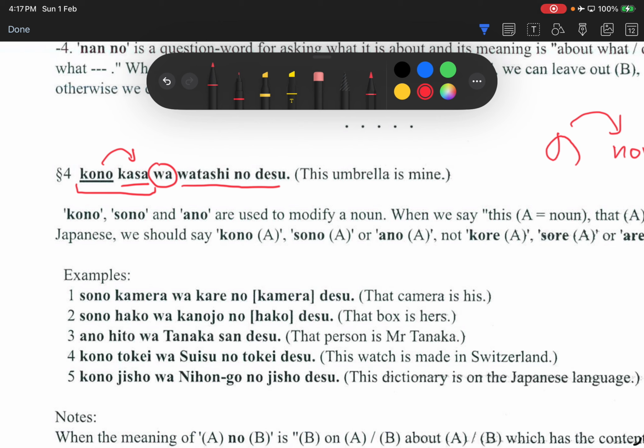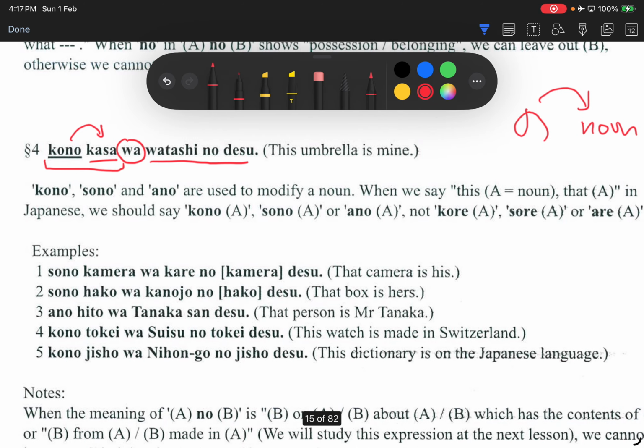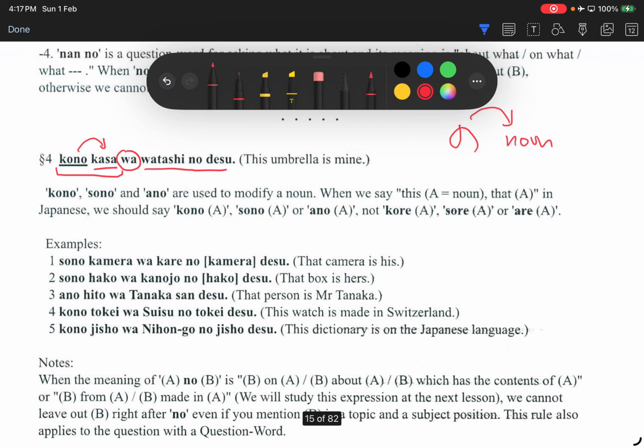Okay, so same thing. この the distance, right? Can touch, can see. その can touch, cannot see. Cannot touch, can see. There are no cannot see, cannot touch. Right? Something like that. Okay? So example 1. そのカメラは彼のカメラです. So that camera is his camera. Right? That camera is his. Number 2. その箱は彼女のです. So that box is hers.